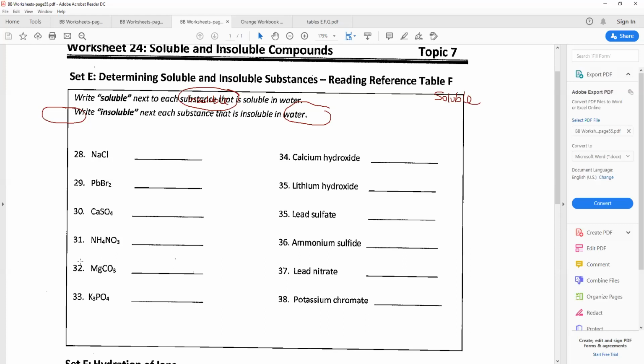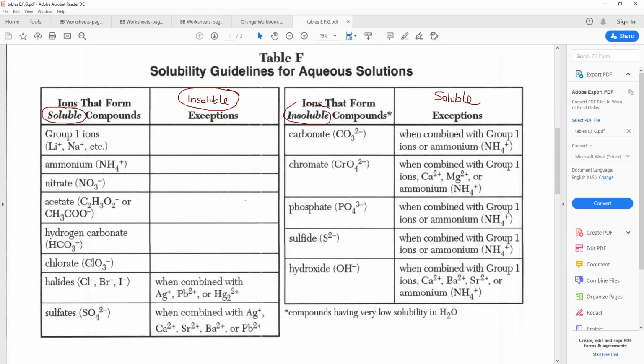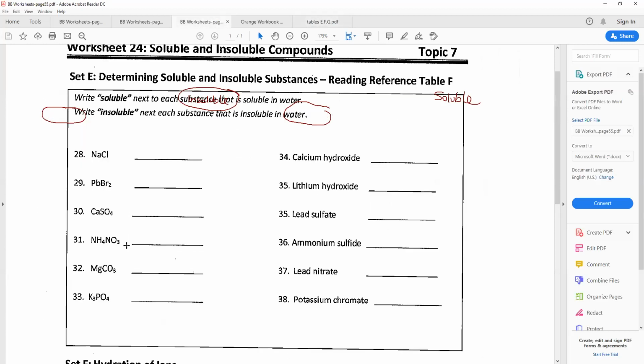Let's go to NH4NO3. NH4NO3 is over here. We're going to see the NH4 always soluble and the NO3 always soluble. Therefore, it's going to be soluble.